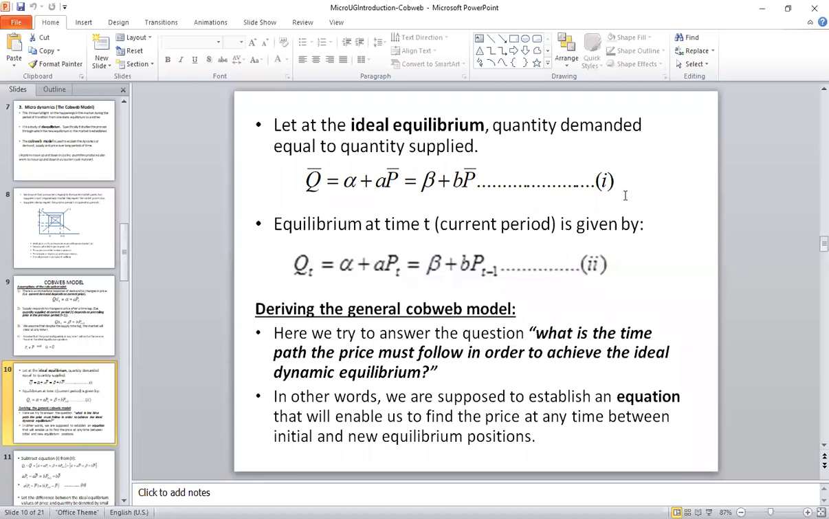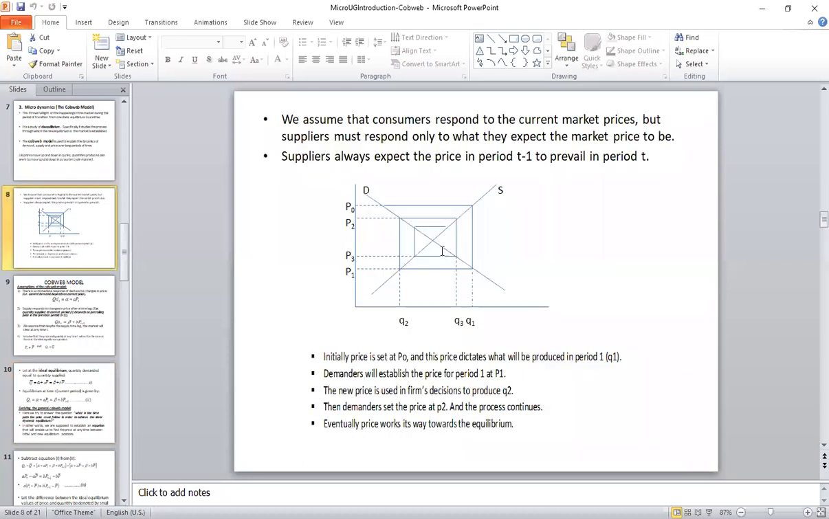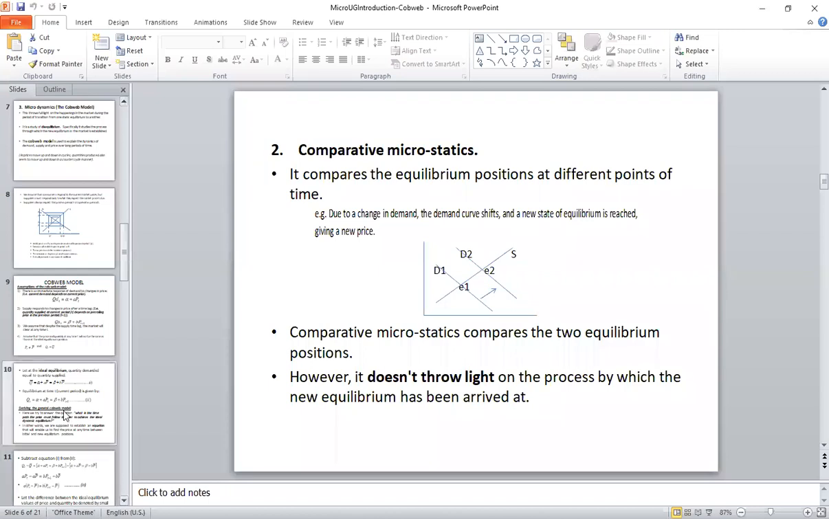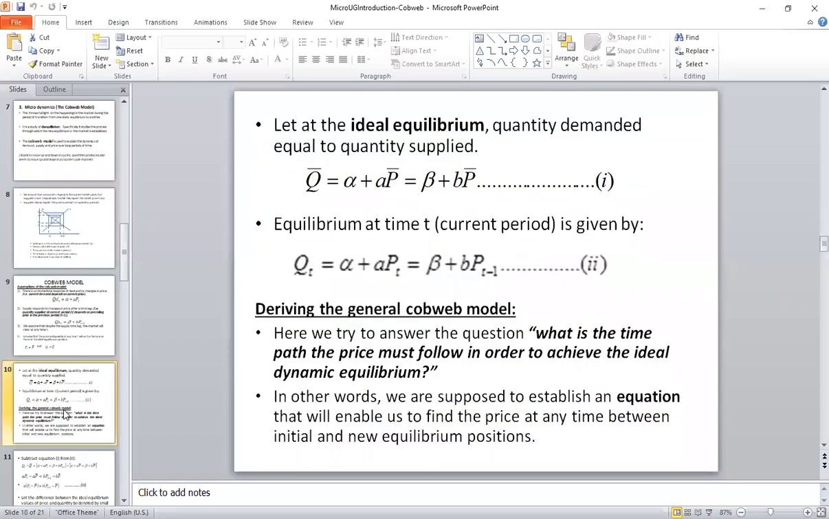But what are we trying to achieve by deriving the cobweb model? We want to know the price at any time between the initial equilibrium and the new equilibrium, because we are trying to analyze the process through which we arrive at the new equilibrium. Like in the previous diagram where I showed you, we want to know the price at any time between those two positions. So the cobweb model will give us the equation for the price at any time between the two equilibrium positions. Basically, that is what we are trying to do. We are trying to establish that equation.